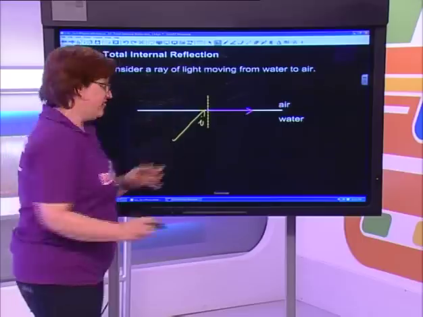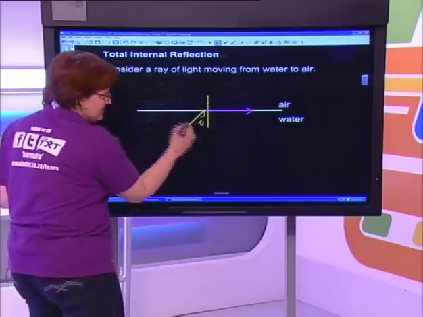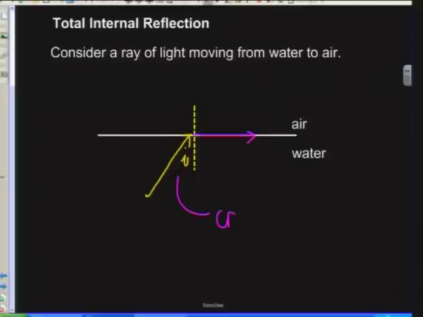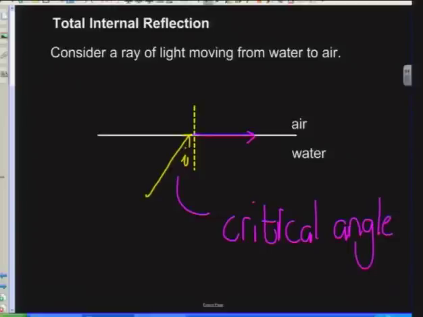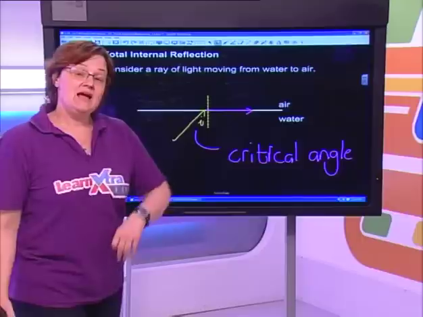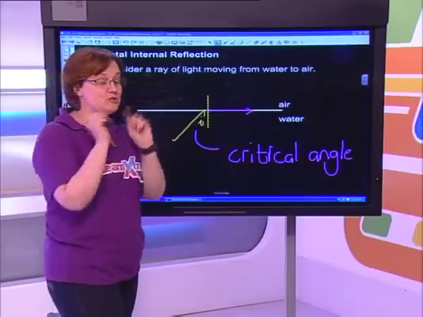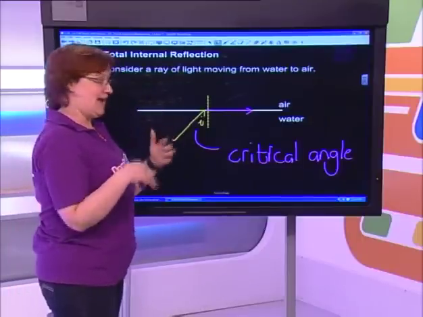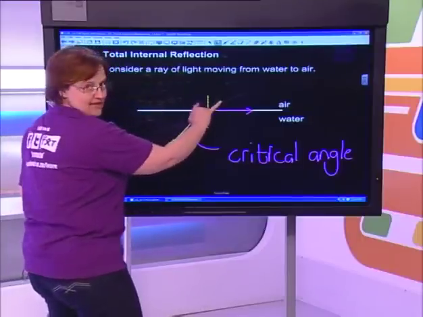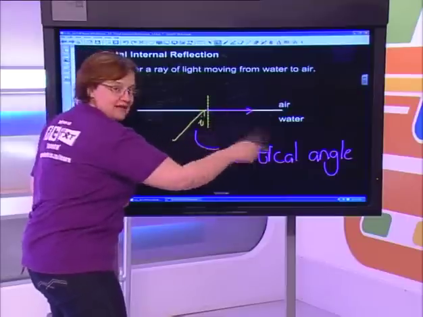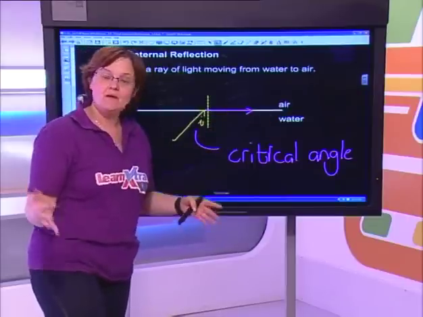Okay, this angle here is known as the critical angle. Every single substance has a different critical angle. Diamonds have a very small critical angle. So what happens is often the light gets to this section and then the light rays go against the surface, which is why they shimmer.